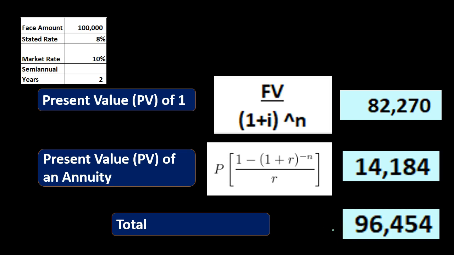Therefore, if we were to issue this bond for 100,000, we're going to say we want money today. We're going to give you 100,000 at the end of 2 years, and we're going to give you 4,000 every 6 months for that 2-year time period. How much would we want for it today? We want 96,454 according to the market rate of 10% at this time.